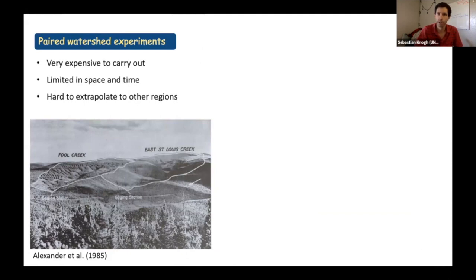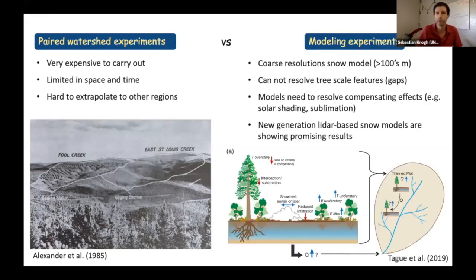Historically, per watershed experiments has been one of them. As you can see in that figure, you could have two separate basins or hill slope if you wanted, and perform a thinning experiment on that one and compare it to the other one as a control site. Now, the problem with this approach is that it's typically very expensive to carry out. It's limited in the spatial conditions that you can do it, and the temporal condition, and thus it's hard to extrapolate to other regions.